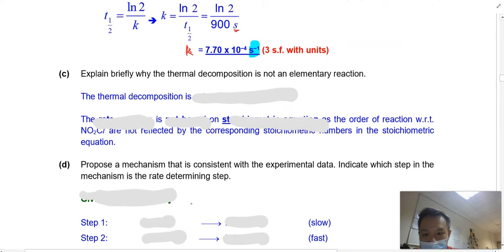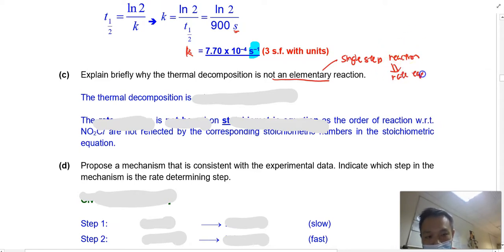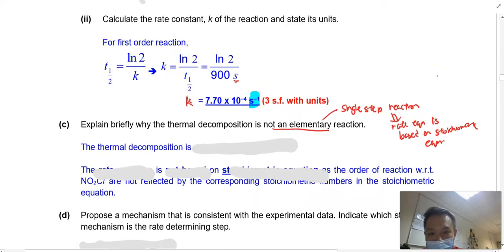Okay, moving on to part C, explain why the thermal decomposition is not an elementary reaction. So this is a concept that we need to discuss. Elementary reactions are basically single step reactions. So how do I know whether it's a single step reaction? We look at the rate equation. For a single step reaction, the rate equation is based on the stoichiometric equation. Okay, so let's take a look at the stoichiometric equation and the rate equation.